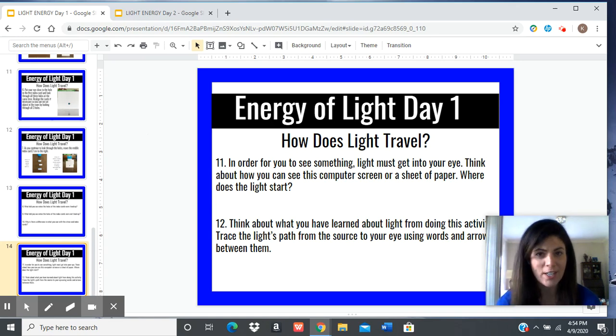Now it's your turn. Go to your Google Classroom, find this assignment, and complete the 3 experiments to learn all about the path of light.